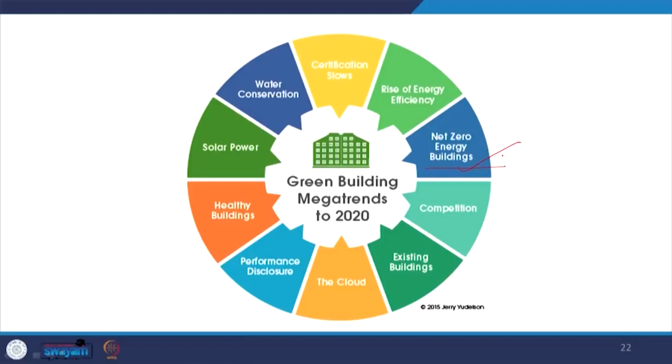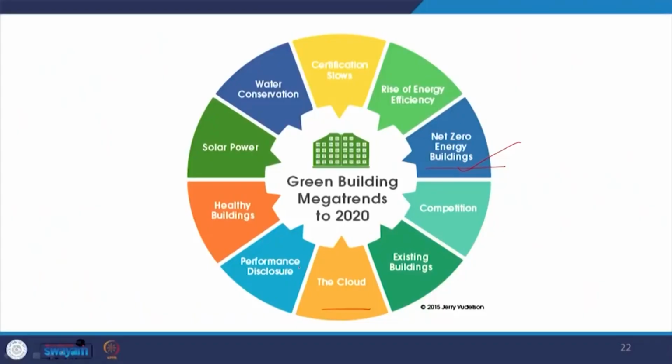This is net zero energy buildings. There are net zero water buildings. There are buildings which are just net zero. So, we are talking about the existing buildings, we are talking about cloud. As IoT becomes popular, we are talking about incorporating all these things into our buildings. We are talking through cloud, we are talking about performance disclosure, we are only talking about healthy buildings. So, these are different trends.